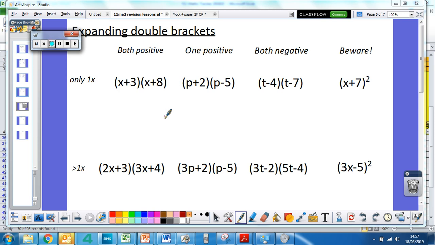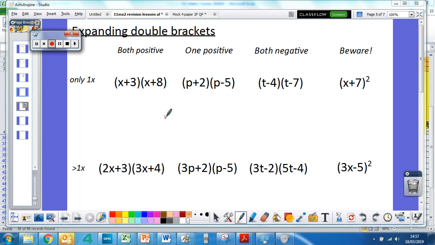Fourth of our introductory videos to algebra, nice and simple topic again, higher and foundation. Though all the questions on the board could appear on a foundation paper. All of them could. And all of them could appear on a higher paper.